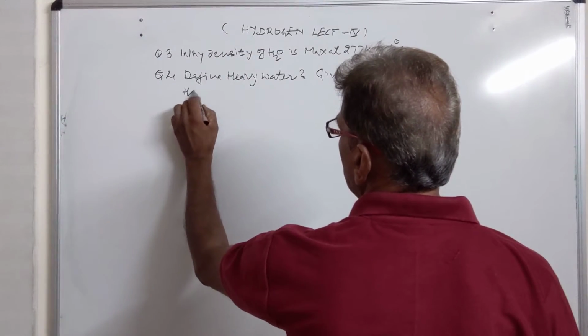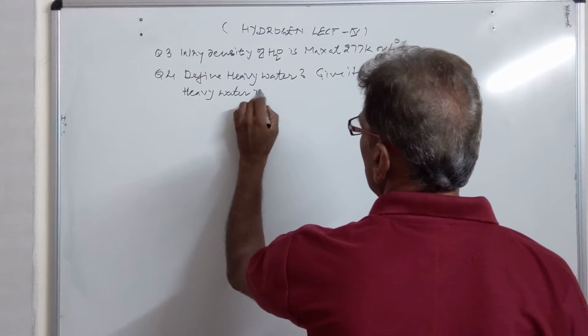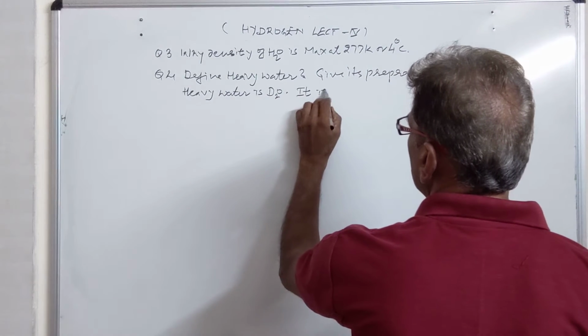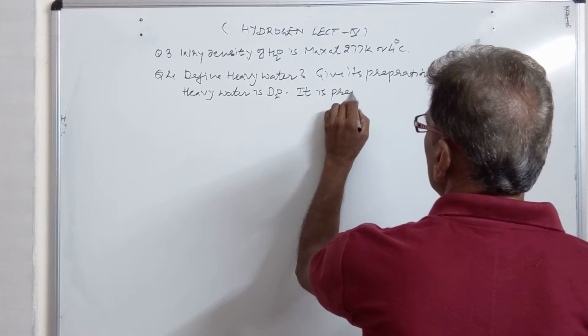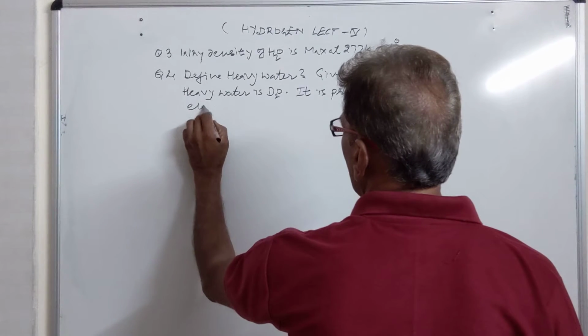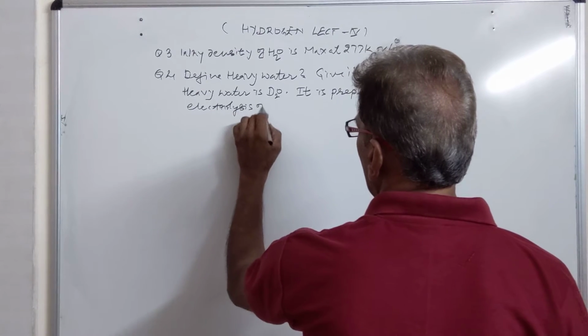So heavy water is D2O. It is prepared by electrolysis of ordinary water.